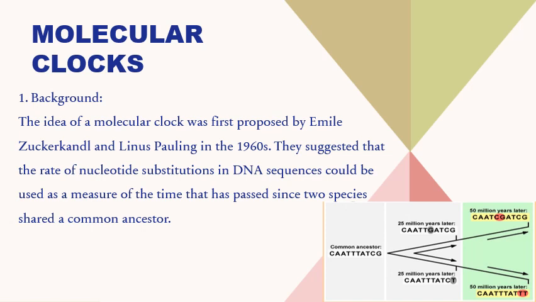So let's go over the background of molecular clocks. This idea of a molecular clock was first proposed by Emil Zuckerkandl and Linus Pauling in the 1960s. They suggested that the rate of nucleotide substitutions in DNA sequences could be used as a measure of the time that has passed since two species shared a common ancestor. The concept of the molecular clock builds upon Charles Darwin's theory of evolution, which posits that species evolve gradually over time through the accumulation of genetic changes.